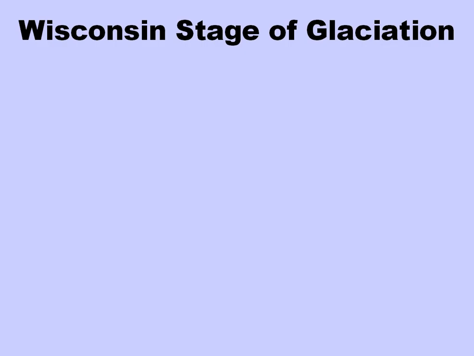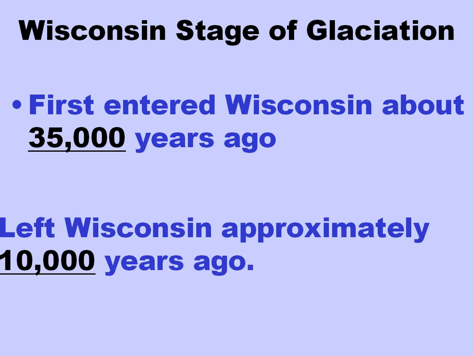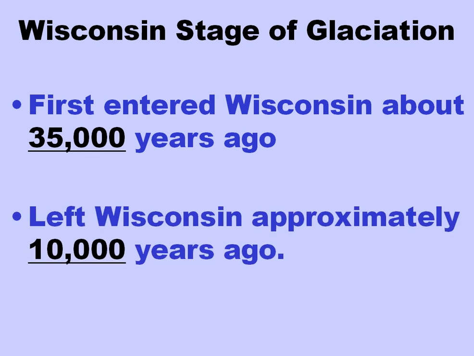Now, the Wisconsin stages of glaciation. The glaciers first entered Wisconsin about 35,000 years ago, or at least geologists theorize that. And they theorize that it left Wisconsin approximately 10,000 years ago. So it probably left the Baraboo area about 12,000 years ago. Now, there were 4 major lobes that came down from Canada.